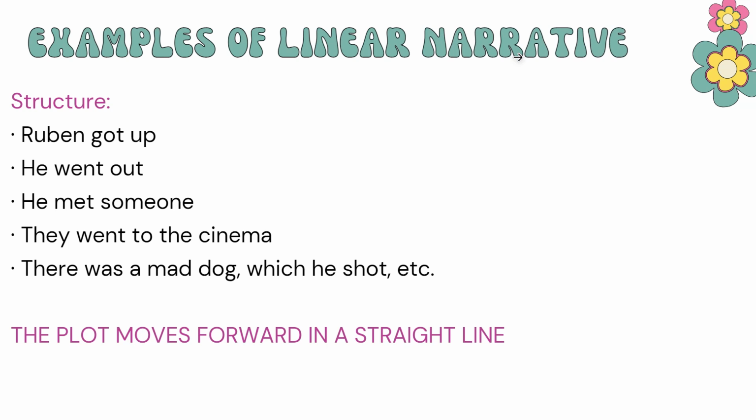Some examples of linear narrative. First of all, I'll talk about the structure of this type of narrative. It could be, for example, we can say Ruben got up, he went out, he met someone, they went to the cinema, there was a bad dog which he shot, and etc. So the plot moves forward in a straight line. Okay, guys?